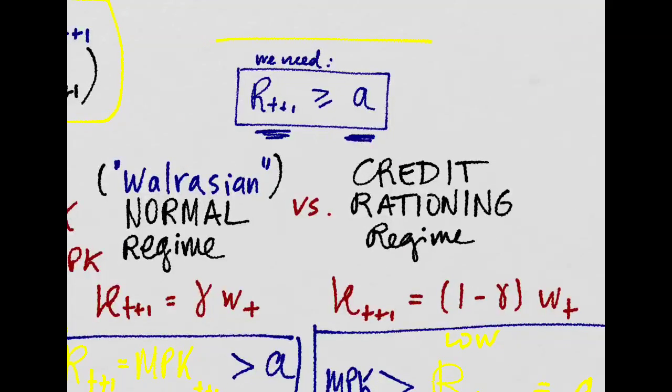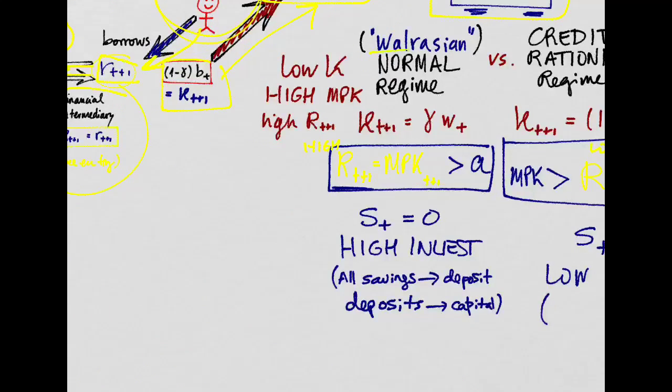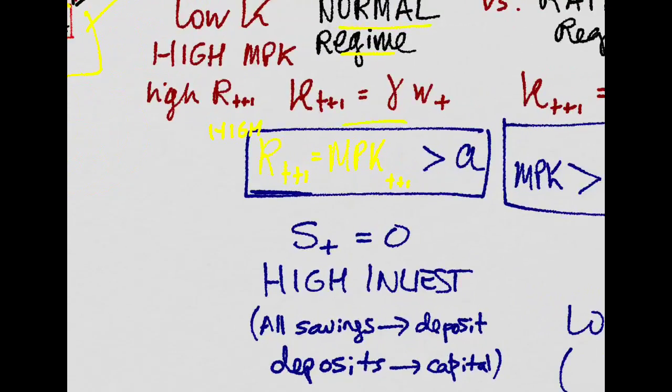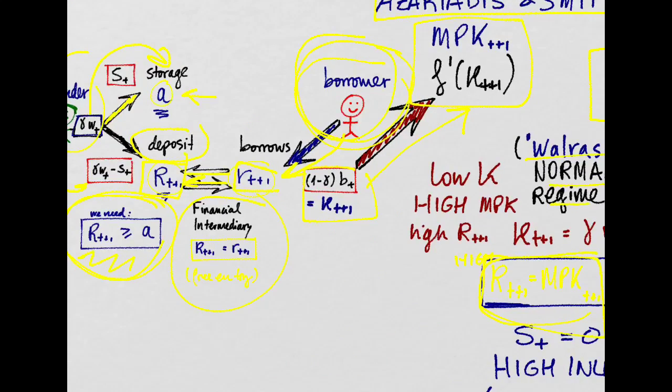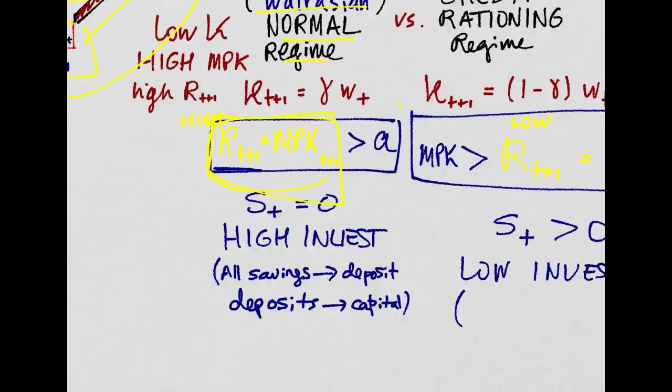Now, the key thing to remember is that we need the interest rate on the deposits to be at least as much as the interest rate on the storage, the risk-free asset. And if things go well, if things are normal, then the interest rate will be equal to the marginal product of capital. So these people will be paying exactly, for their borrowing, what they get of the capital next period, the marginal product of capital, and this will be more attractive than investing in storage. So no people would be investing in storage.